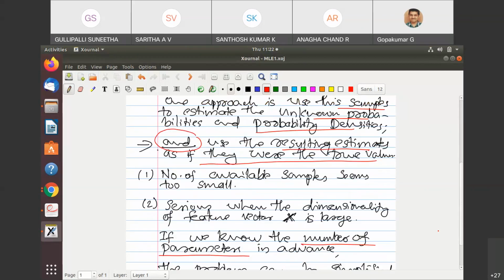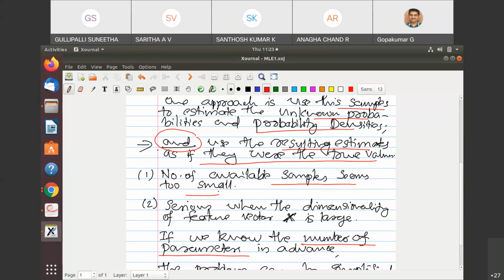But there can be many issues, because that depends on the training data. One issue is whether the available samples are too small. We can have two or multiple categories of problems, so there can be a situation where we do not have enough samples from each category in order to design the pattern classification system. So availability of samples is one issue.